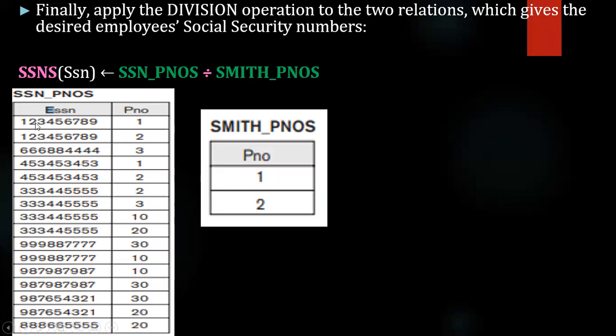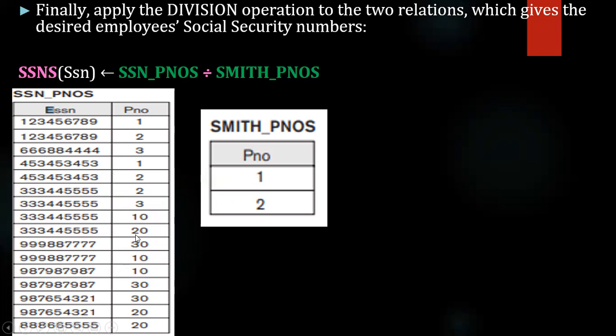If 123456789 comes with 1 and 2, then that will come under the result. So just check here. Yes, 123456789 comes with both 1 and 2. That will come under the result. Can you check with 666? 666 comes with 3, so it will not come under the result. 453 comes with both 1 and 2, so this will come under the result. 333 comes only with 2.